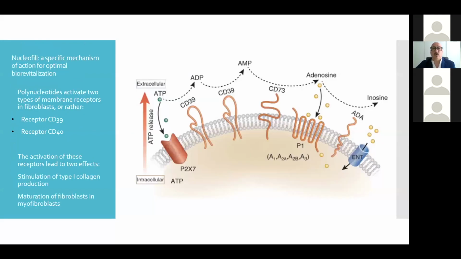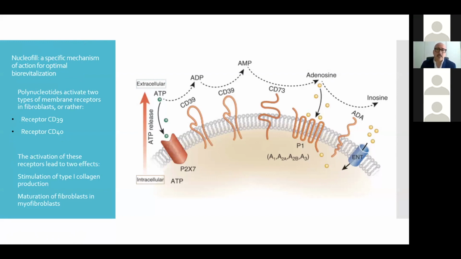When we have the nucleotides, the receptors that the nucleotides link are two types, CD39 and CD40 on the fibroblast cells. The activation of these two receptors produces two effects. First of all, the production of collagen type 1, and in lesser quantity also the production of hyaluronic acid and elastin.